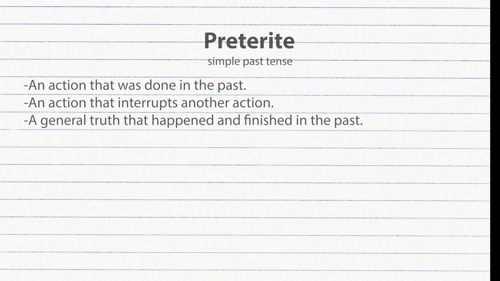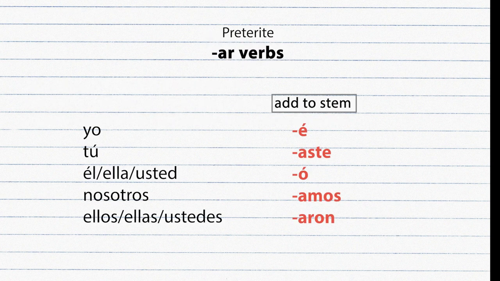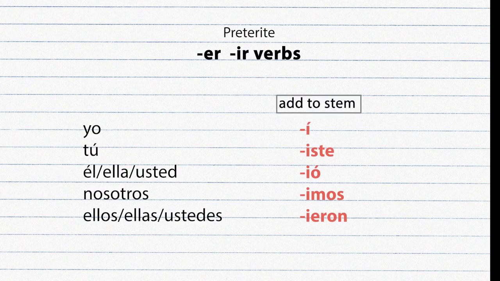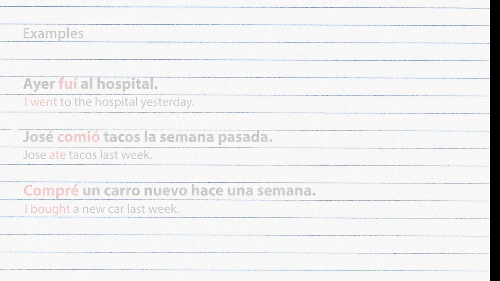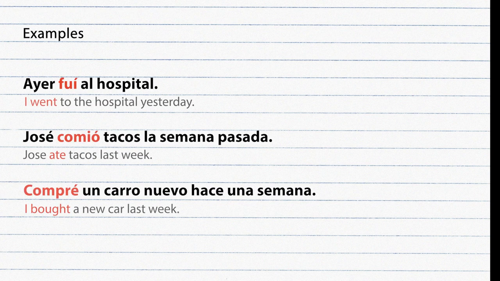Preterite or simple past tense. We use the preterite to talk about an action that was done in the past, often accompanied by words like yesterday, last week, last night. An action that interrupts another action, a general truth that happened and finished in the past. Ayer fui al hospital. José comió tacos la semana pasada. Compré un carro nuevo hace una semana.